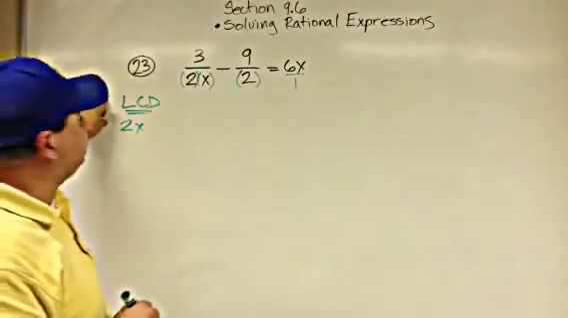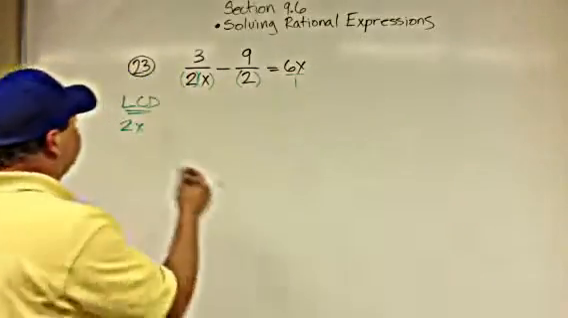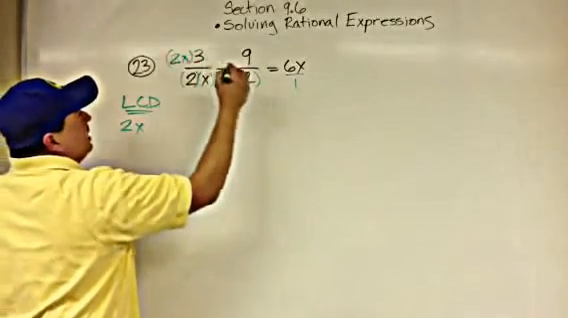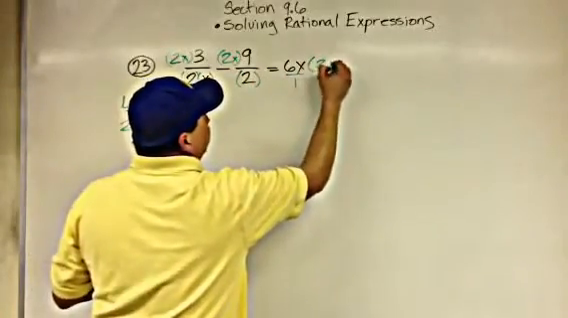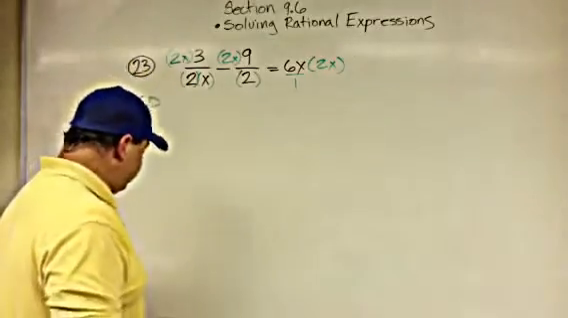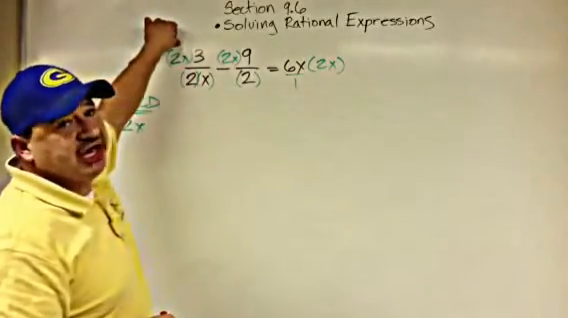So once I found my LCD, it's time to multiply each term by the LCD. So I'm going to proceed. I'm going to multiply by 2x. I'm going to multiply by 2x. And I'm going to multiply by 2x. I'm multiplying every term by the LCD. So there goes. Now, even though we're tempted to multiply 3 times 2x, we're not going to do it.